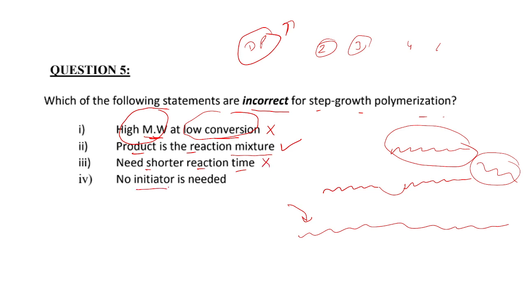Then finally, no initiator is needed. We know that an initiator is needed in addition polymerization, so it is not required here. So it is correct. So what are the incorrect statements? First and third are incorrect statements. Clear? I'm explaining each question nicely so that your concept will be boosted.